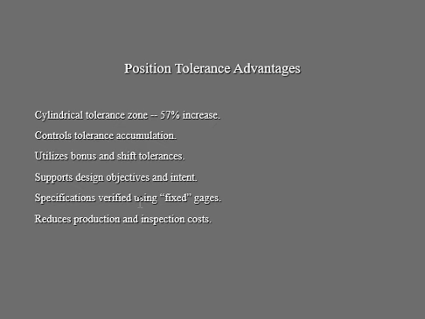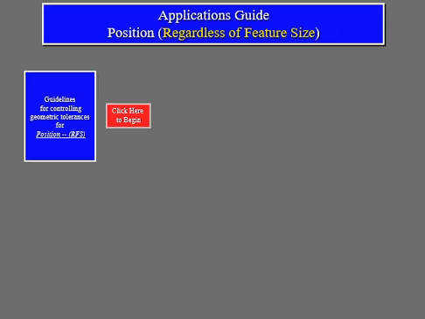Your specification is verified using fixed gauges. Gauges are always the measurement tools that we use to verify. What we say is that the specifications are like this. Is it true? We're going to use the gauges to verify them. And then, of course, by doing position tolerance, production costs and inspection costs can be reduced. So let's do our application guide, which is your position decision.